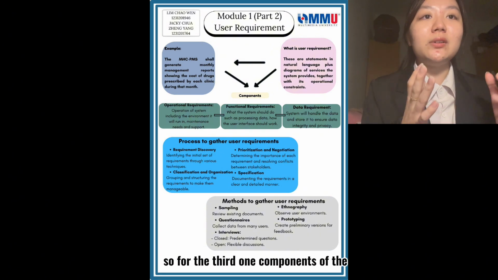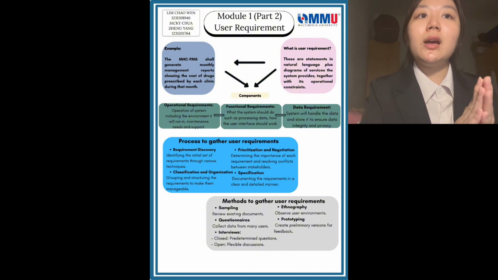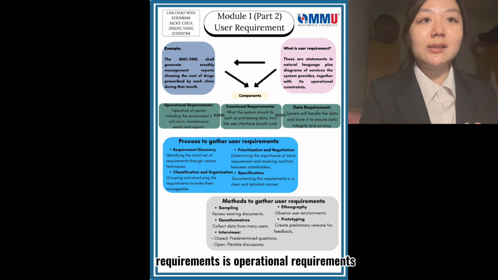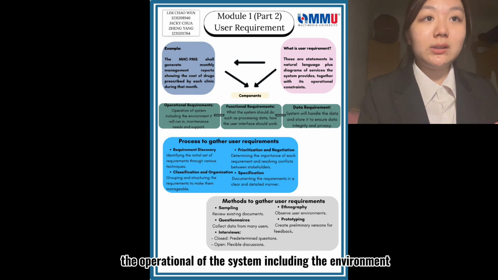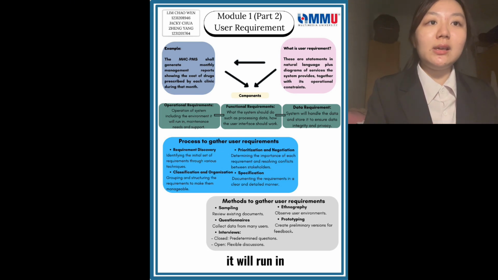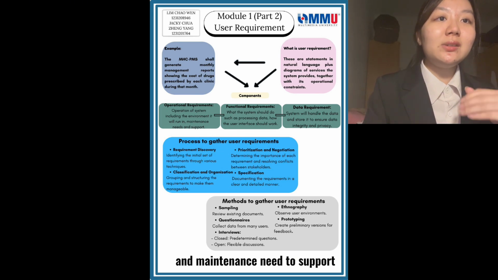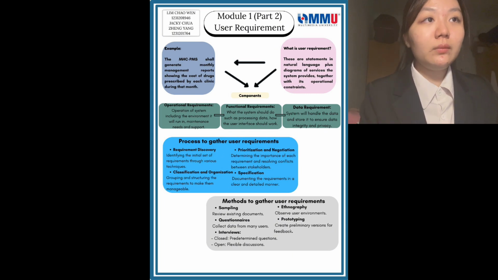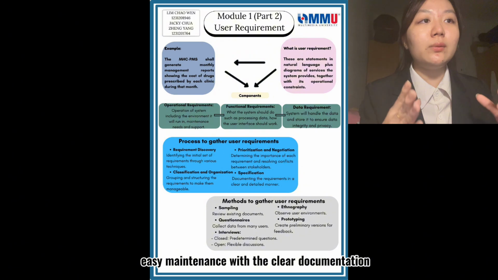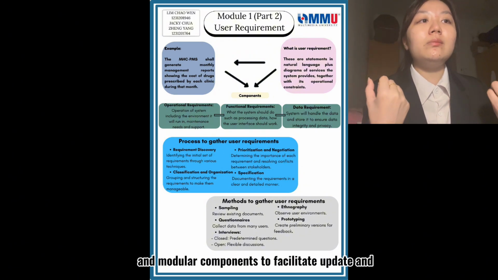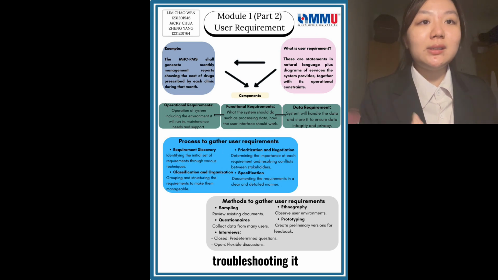For the third one, the component of the requirements is non-functional requirements. These are the qualities of the system, including the environment it will run in and the maintenance it needs to support. So it will include maintenance, an important part. The system should be designed for easy maintenance, with clear documentation and modular components to facilitate updates and troubleshooting.